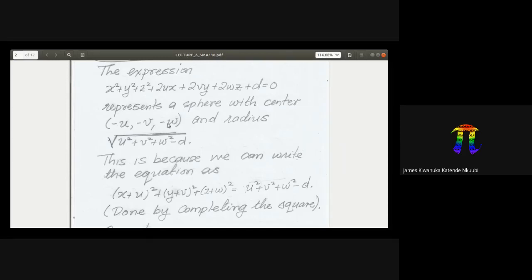How many minutes do you need? 1 minute? Is there anyone in class? No one is talking. Ama mmewasha kompyuta mkatoroka? No. Hapana. So let me give you 3 minutes to solve that one. 3 minutes is enough. Yeah.